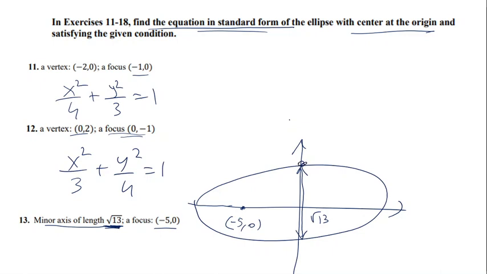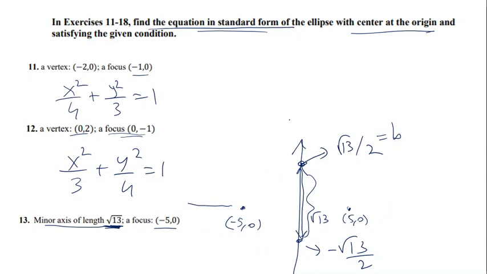Now what you can say here is this one has to be square root 13 over 2, and this has to be minus square root 13 over 2, right? Because the square root 13 is the whole length of the minor axis. And then the focus is at minus 5, so the other focus is (5, 0). And what can you say here? I got B, I don't know A.